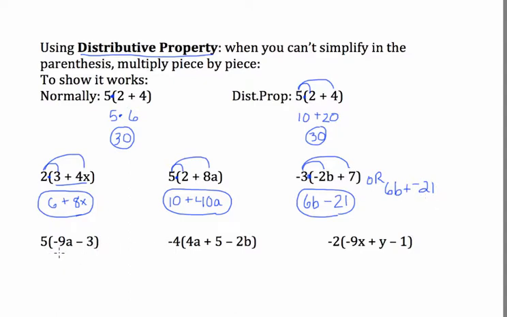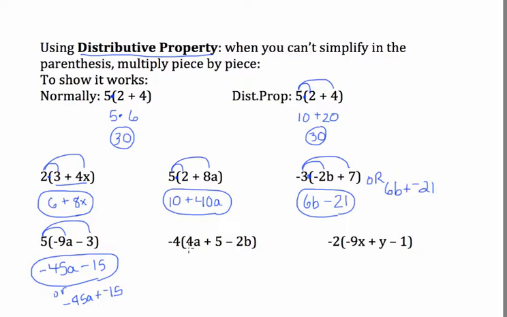5 times negative 9a minus 3. Again, use the distributive property, multiply piece by piece. 5 times negative 9a is negative 45a. 5 times negative 3 makes negative 15. Those cannot be added. They're not like terms.